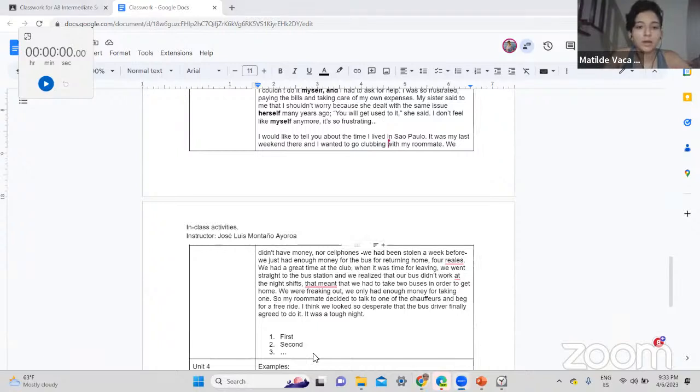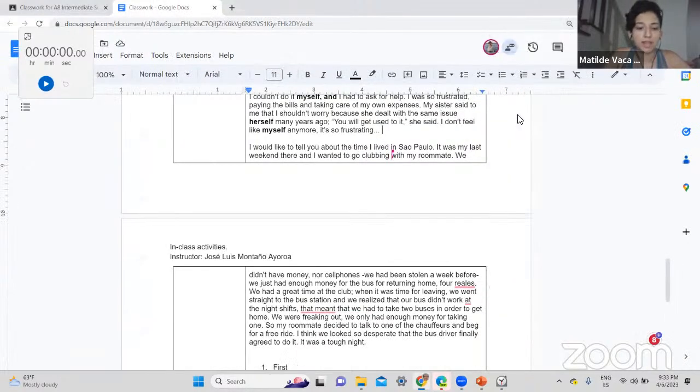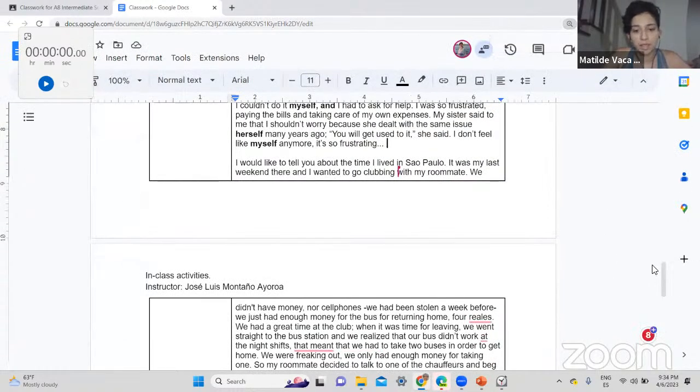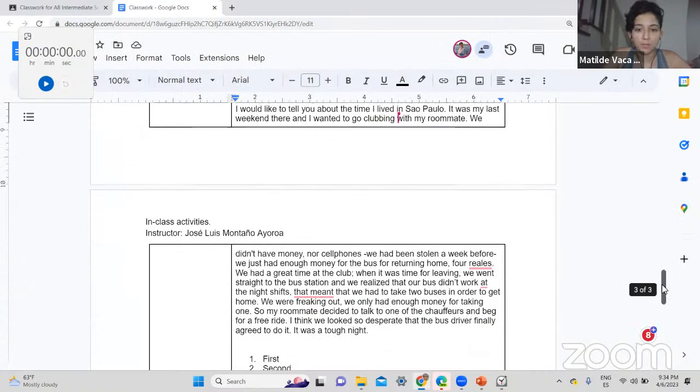I would like to tell you about the time I lived in Sao Paulo. It was my last weekend there, and I wanted to go clubbing with my roommate. We didn't have money nor cell phones. We had been stolen a week before. We just had enough money for the bus for returning home, 4 reales. We had a great time at the club. When it was time for leaving, we went straight to the bus station and we realized that our bus didn't work at the night shifts.